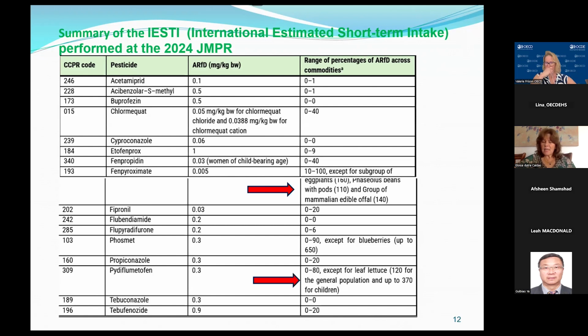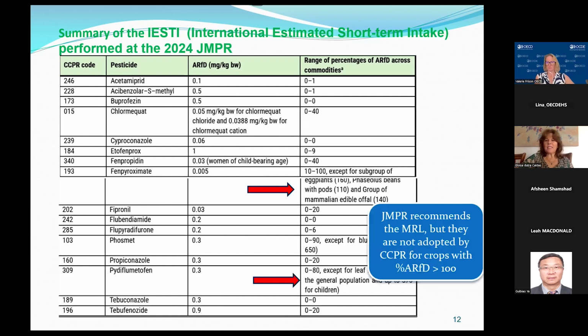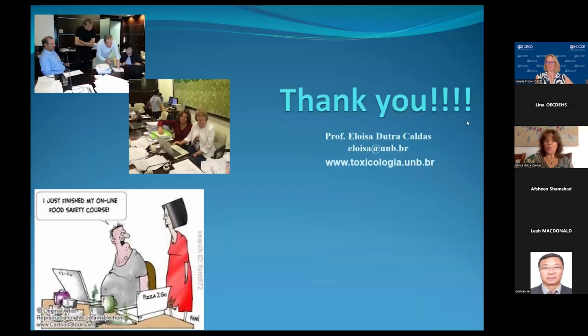And in this case, we do make a recommendation, because we are risk assessors, I mean, we as JMPR. So the JMPR does make the recommendation, although the acute exposure indicates some health concern. Here, for example, for this compound in eggplants it is 160%. But next slide, please. When CCPR, next slide, please. When CCPR, oh, sorry, you can come back.